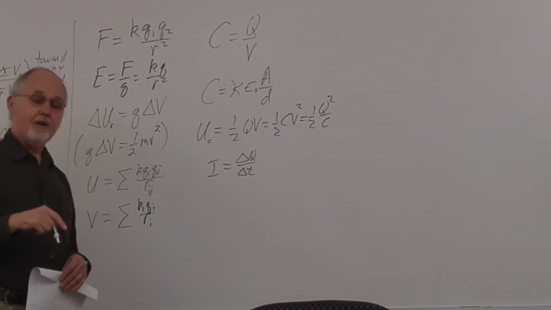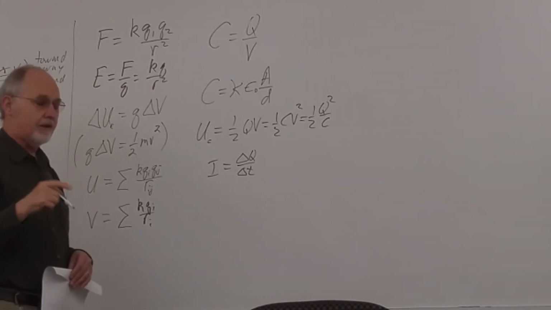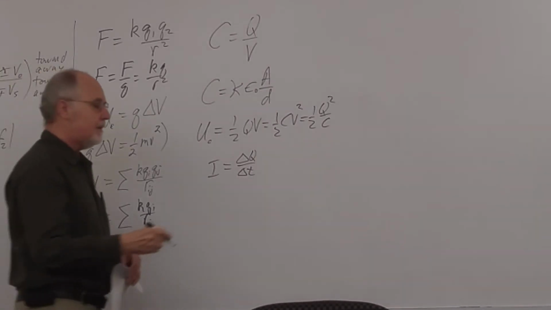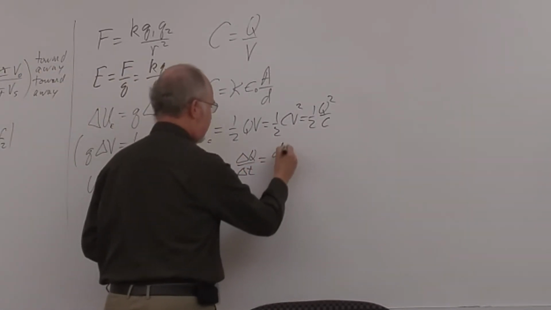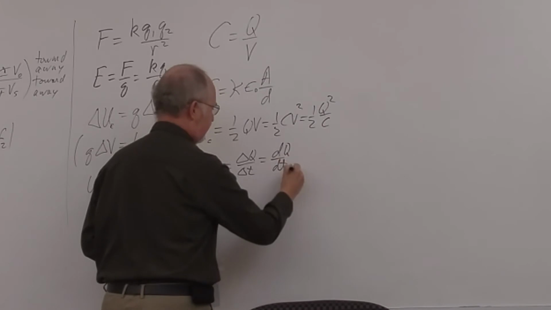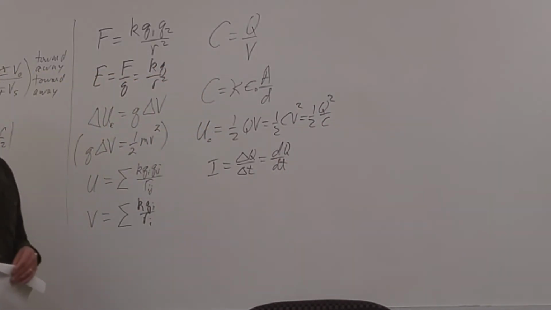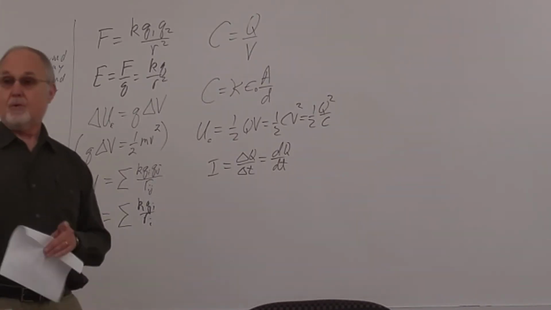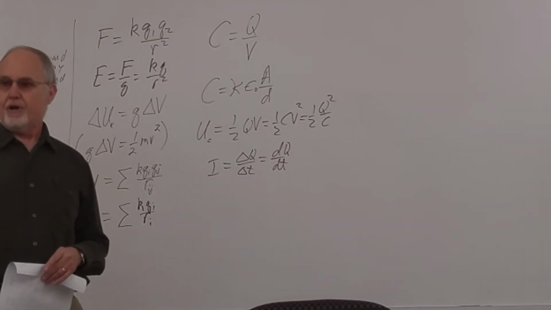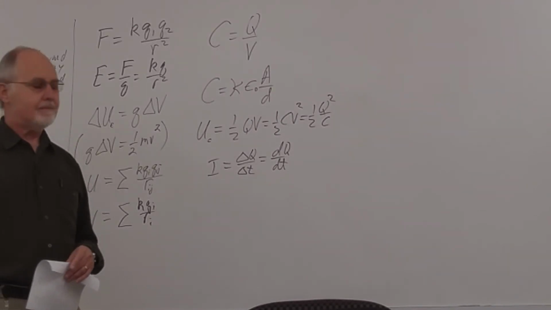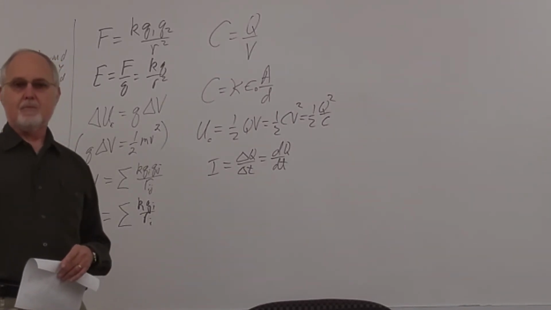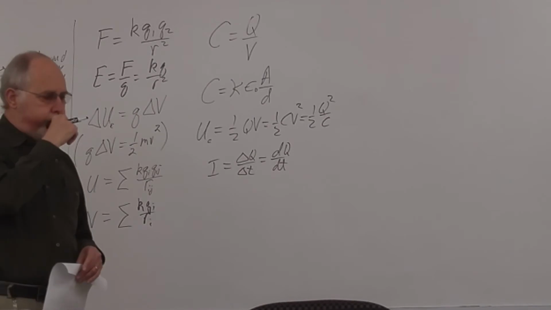Or if you've got Q as a function of time, you can write the current as dQ/dt. You do a derivative to find what's the current at a particular time, as opposed to an average current between two times, where you know how much charge and how much time it takes to go from one point to another.